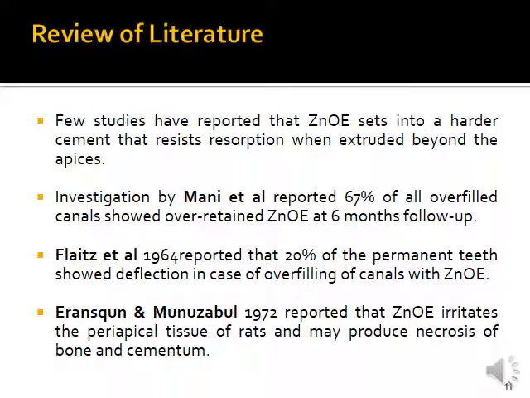Studies have reported that zinc oxide eugenol sets into a harder cement that resists resorption when extruded beyond the apex. Investigation by Many et al. reported 60% of overfilled canals show over-retained zinc oxide eugenol at 6-month follow-up. Flats et al., 1964, reported 20% of permanent teeth showed a deflection in the case of overfilling of the canal with zinc oxide eugenol. Aaron, Squen and Munoz Zebul, 1975, reported that zinc oxide eugenol irritates the periapical tissue of rats and may produce necrosis of bone and cementum.